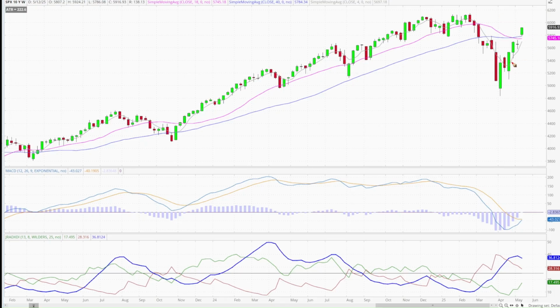Because the way I felt like this could play out, we had one of two things. We could either come here and fail, and then come down and either test, break down, or whatever. But if it's going to be bullish, it's either going to come down first and then come back up through this area, or we're going to get through it, and then pull back and have to hold it. So these two lines are still really important to watch. We can't just ignore them.